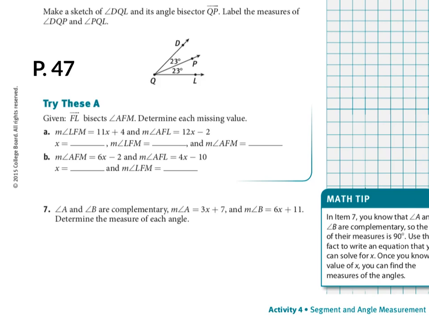Now let's move on to page 47 to practice how we can use the angle bisector to find the measurements of different angles. Given FL, which is an angle bisector that bisects angle AFM. The moment they tell me bisect, it means it's an angle bisector. So I'm going to sketch angle AFM. Now I'm going to sketch ray FL, and it bisects it. So I'm going to put marks right away to remember that these two angles are congruent.